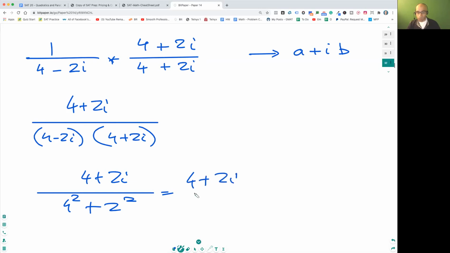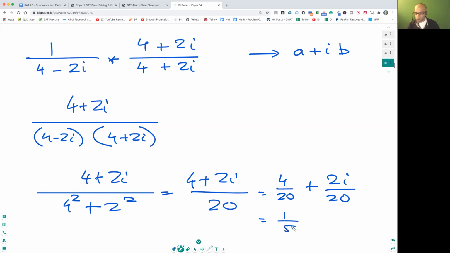Now it's done. 4 plus 2i over 16 plus 4. 4 squared is 16, 16 plus 4 is 20. Don't forget this sign is positive, because this was negative and now it's positive. Now you can write it whichever way you want, so let's separate these out. 4 over 20 is the real part, and the imaginary part is 2i over 20. So you're going to have 1 over 5 plus i 1 over 10. This part is important.